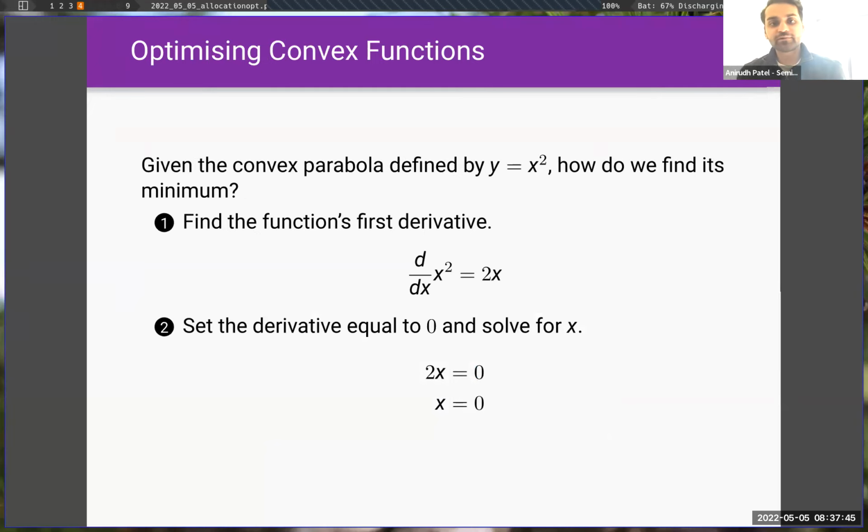Okay, so how do we optimize convex functions? If you can think back to high school calculus, if we have a parabola defined by y equals x squared, how do we find its minimum? Well, it's pretty simple. You just find the first derivative, set it equal to 0, and solve for x. So in the case of this particular parabola, x equals 0.